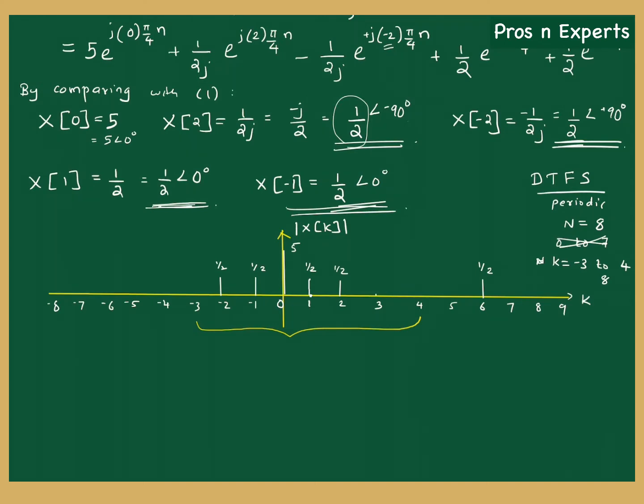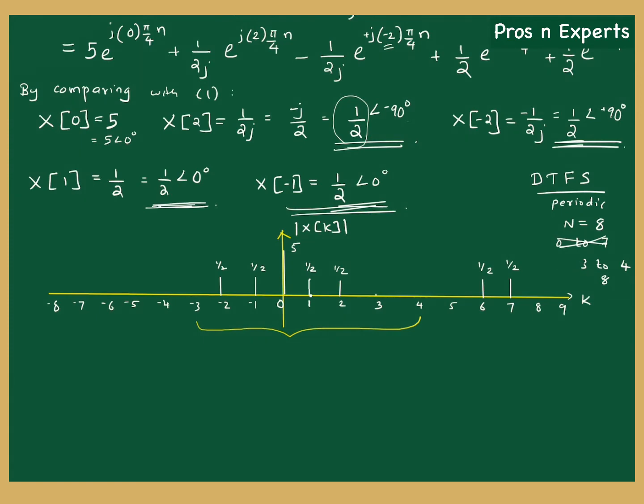Okay, 7 also will be having 1/2 because -1 repeats to 7. So 7 will be having 1/2 because the period is 8. Then 8 will be having 5.